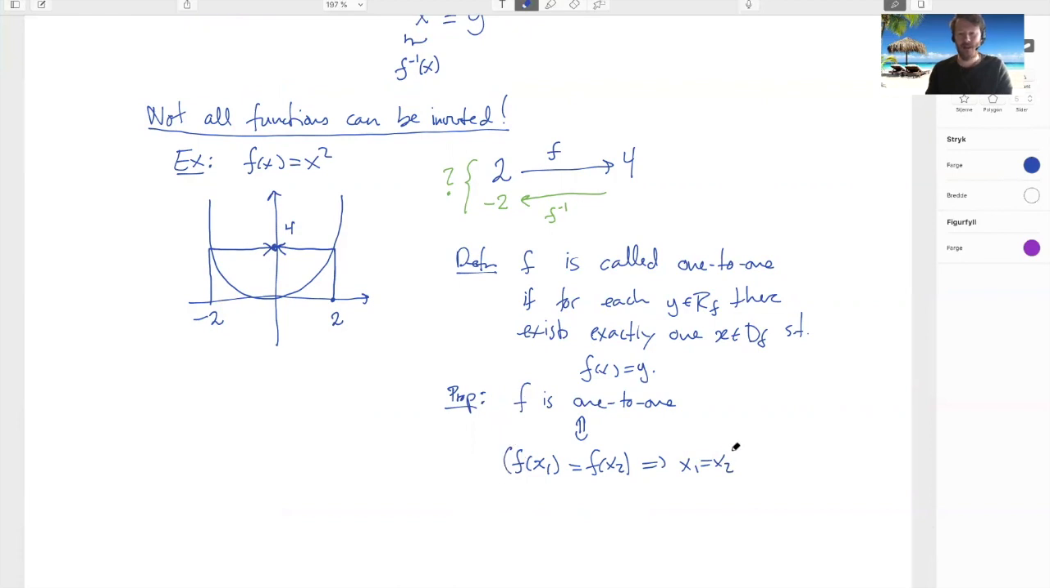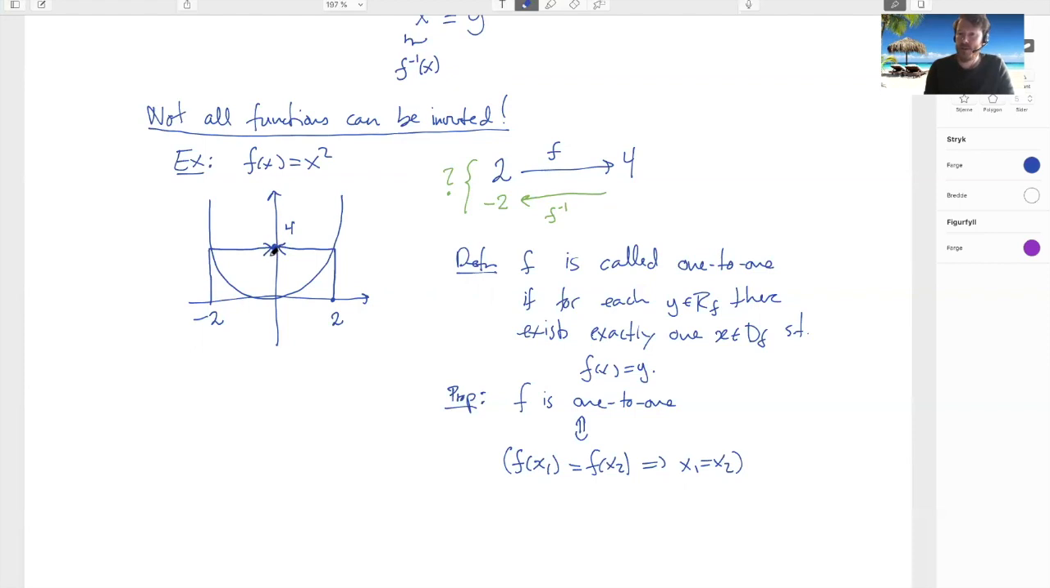So notice that this statement here is exactly the same as this statement here. Why is that? Well, if you have two x values, they give you the same y value, then the x values had to be the same. So no two different x values can give you the same y value. I'll leave it as an exercise for you to write up a proof for that.